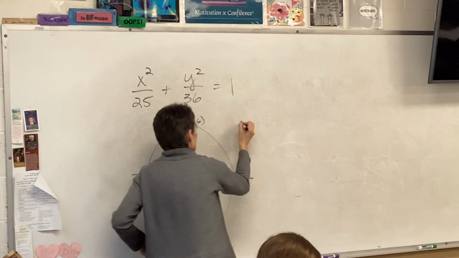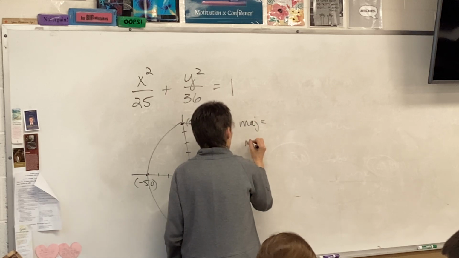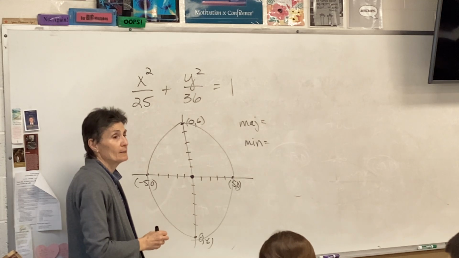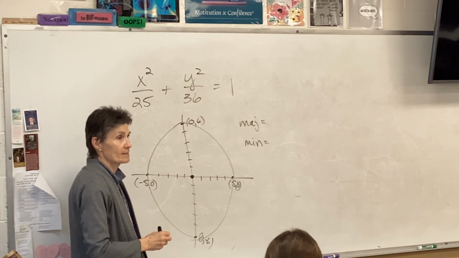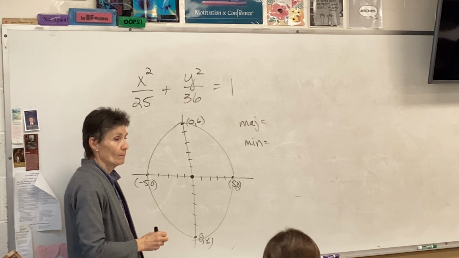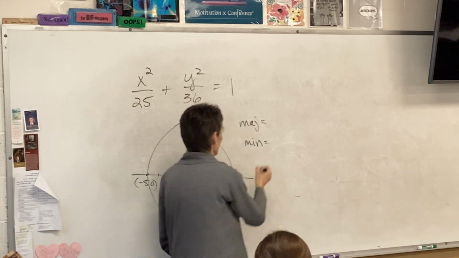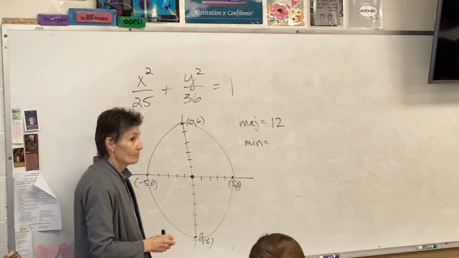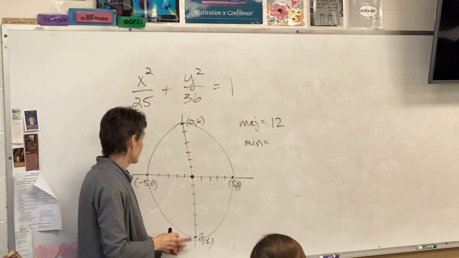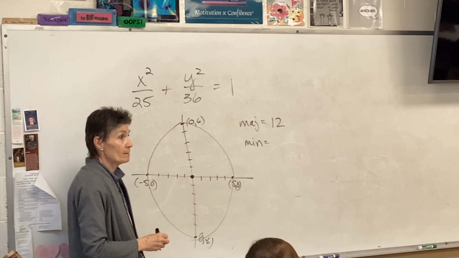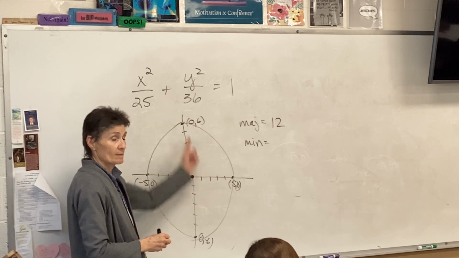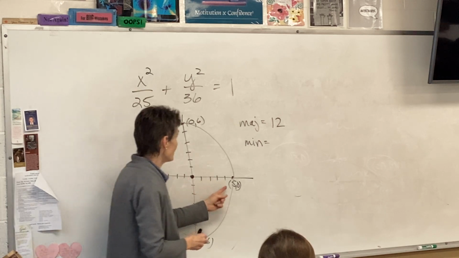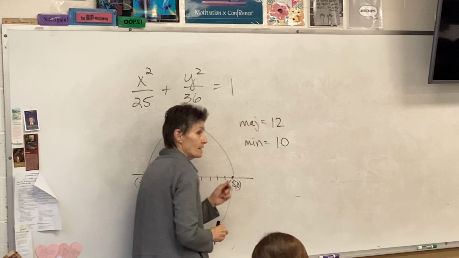Now, tell me about my major and my minor axis in this problem. How long is my long axis? That's my major axis. 10. No, 12. The long one's 12, because it's the 6 up and 6 down. This to this is farther than this to this, right? So this is the major axis, and it's 12. And the minor axis is 10.